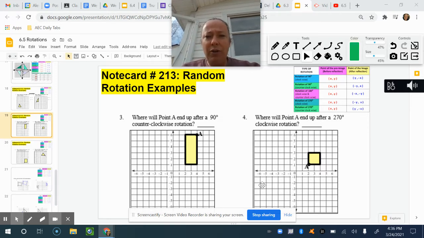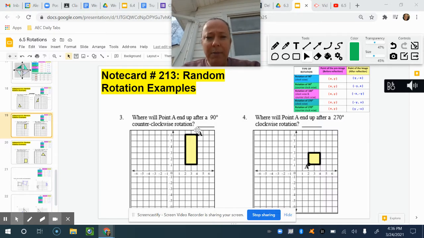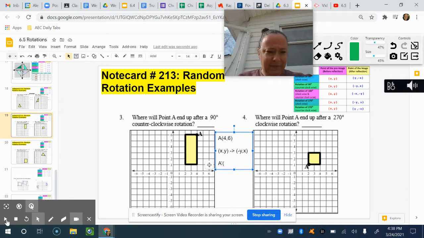Again, you don't have to draw the graphs unless you just want to. I do want you to write down the problem. I want you to write down what point A's ordered pair actually is and what A prime would be. Up here in the upper right-hand corner, I have the reference algebraic rules for you. So pause me and go ahead and see if you can figure that out.